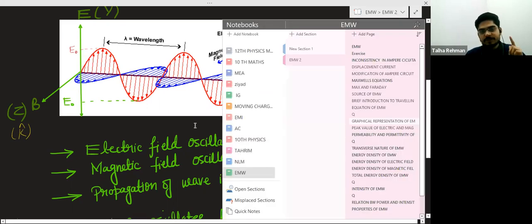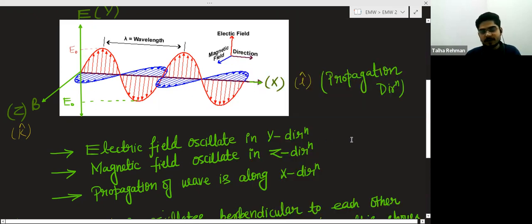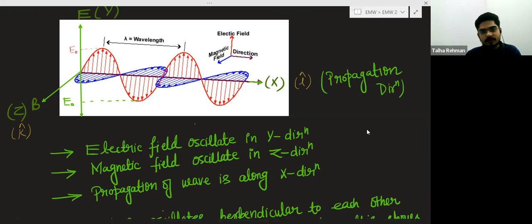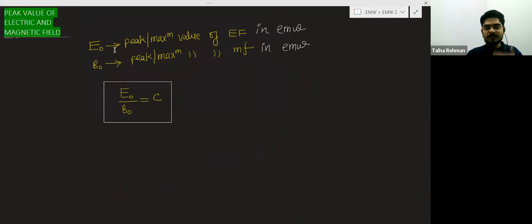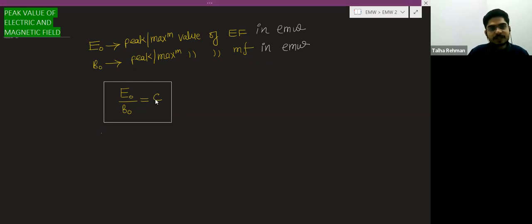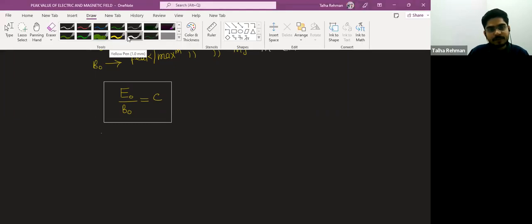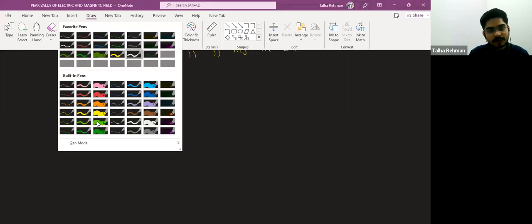Okay, so there is a relation between the peak value of the electric field and the peak value of the magnetic field in an electromagnetic wave. This is the simple relation, given by E naught by B naught is equal to C. What is C? C is the speed of electromagnetic wave.